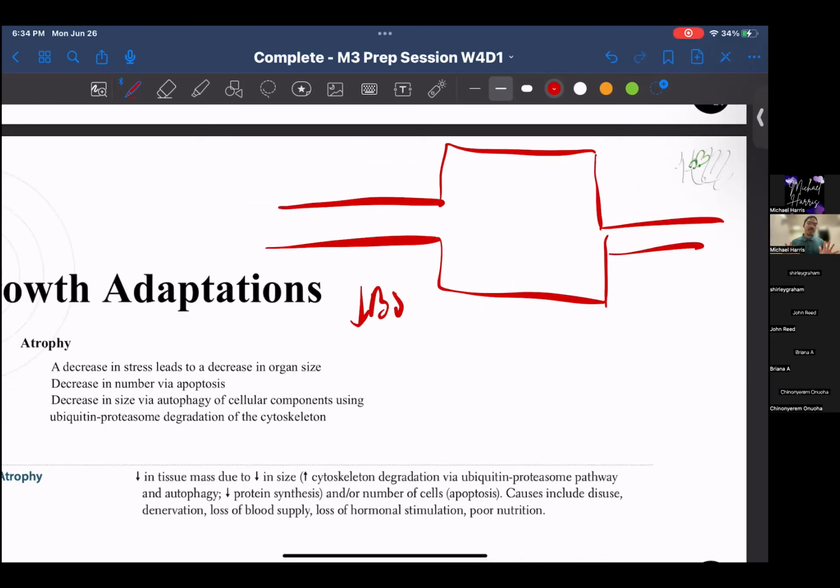Nerves, no, not so much. Nerves don't really hypertrophy, but that is a good thought because they can't undergo hyperplasia. So with nerves, what they end up doing is they make more dendrites. Okay. So they make more connections that way, not so much getting bigger.